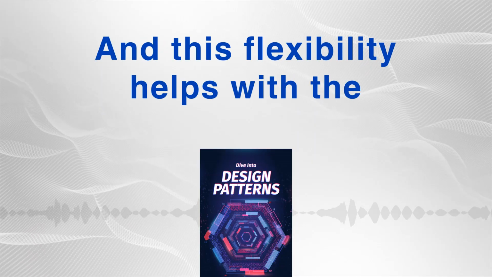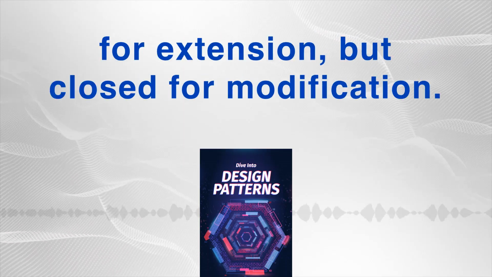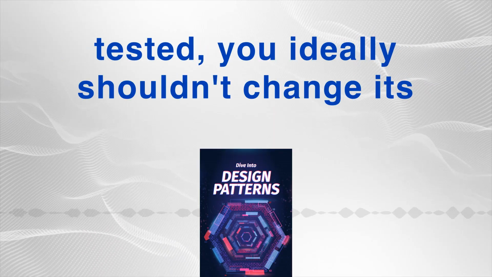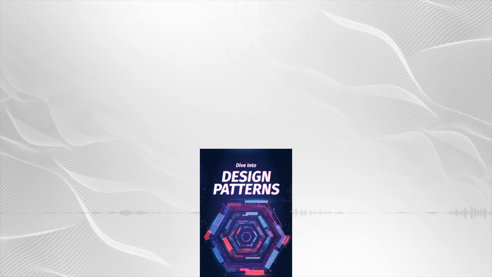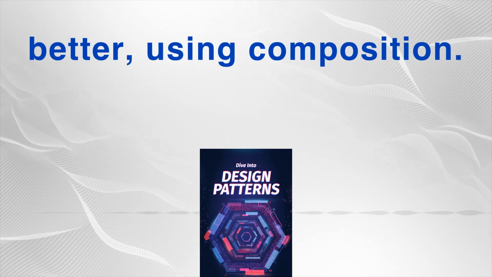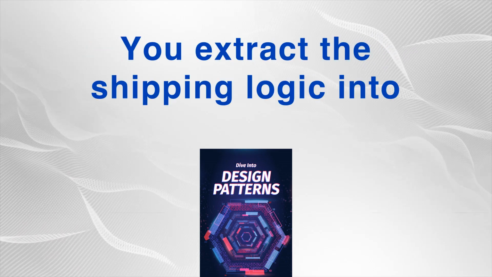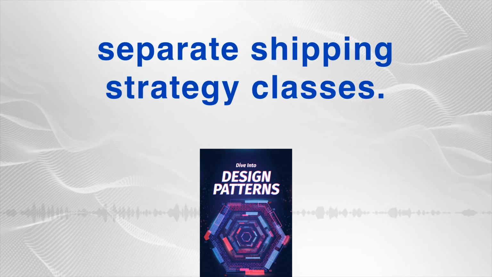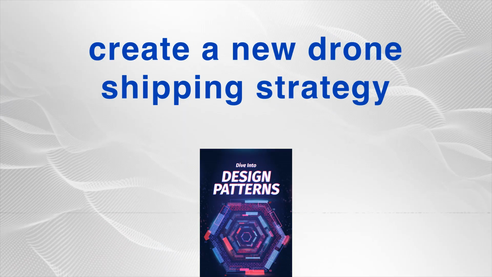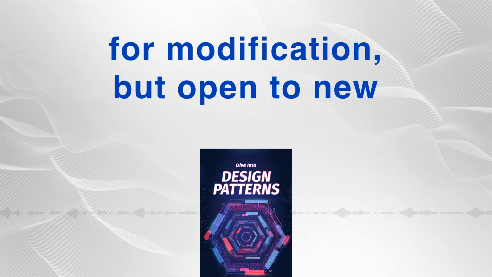And this flexibility helps with the open-closed principle, OCP. Definitely. OCP says classes should be open for extension, but closed for modification. Once a class works and is tested, you ideally shouldn't change its source code to add new behavior. Instead, you extend it, either through inheritance, subclassing, or, often better, using composition. Like the shipping example. Instead of editing the Order class for express shipping, you extract the shipping logic into separate ShippingStrategy classes. The Order class holds a reference to a shipping interface. To add drone shipping, you just create a new DroneShippingStrategy class. The Order class remains untouched, closed for modification, but open to new strategies.